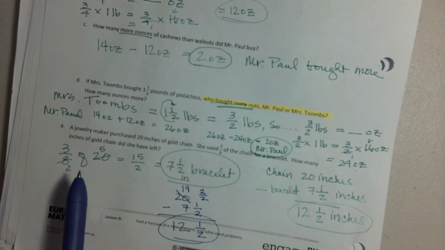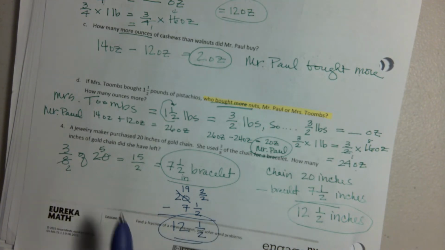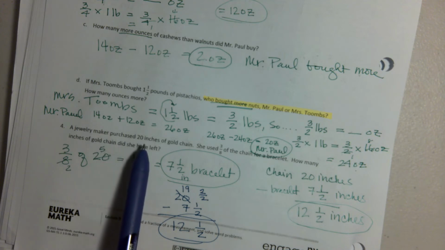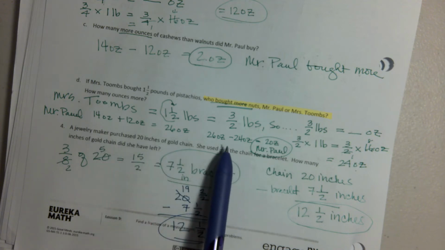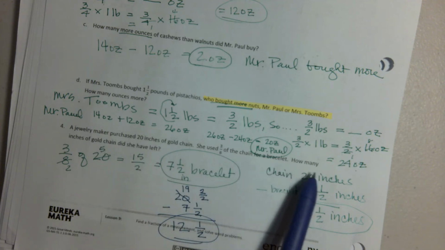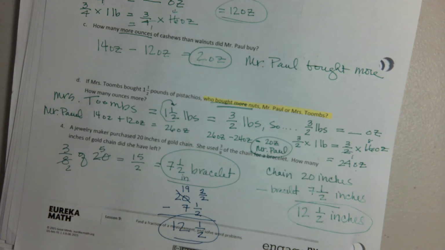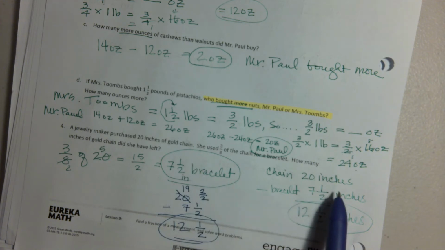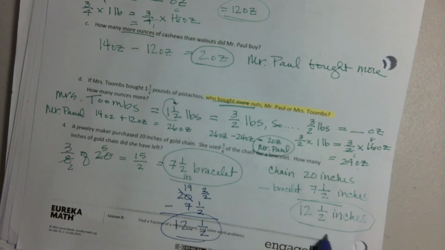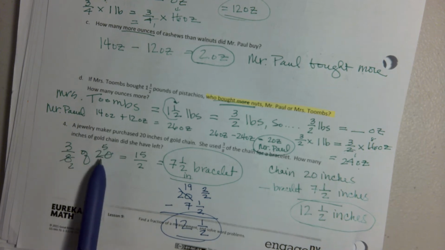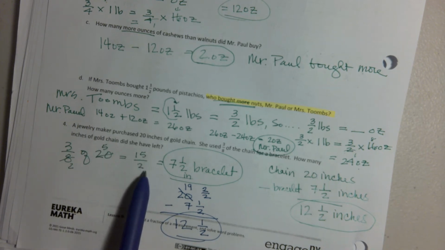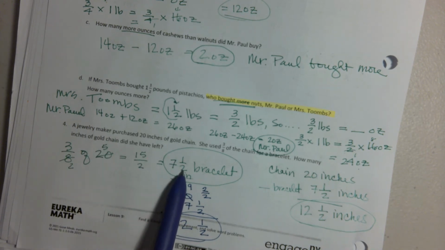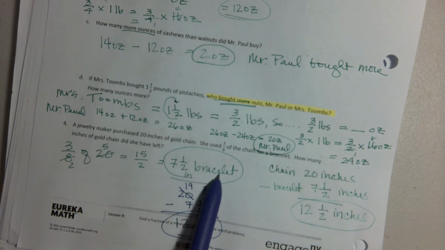So final problem in the problem set is a jewelry maker, 20 inches of gold chain. She used 3/8 of the chain for a bracelet. How many inches of gold did she have left? So it's not really how much did she use for the bracelet. That's not what we're looking for. We're looking for how much she had left. So 3/8 of 20 is 15 halves, which comes to 7.5 inches that she used for the bracelet.